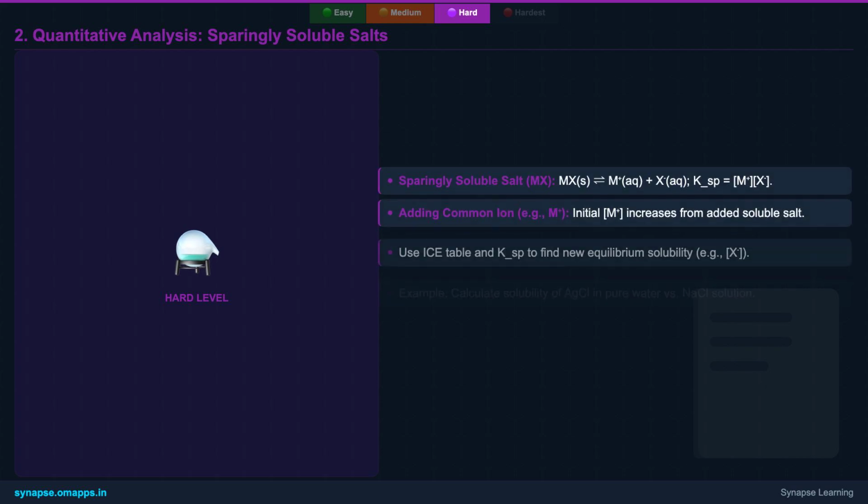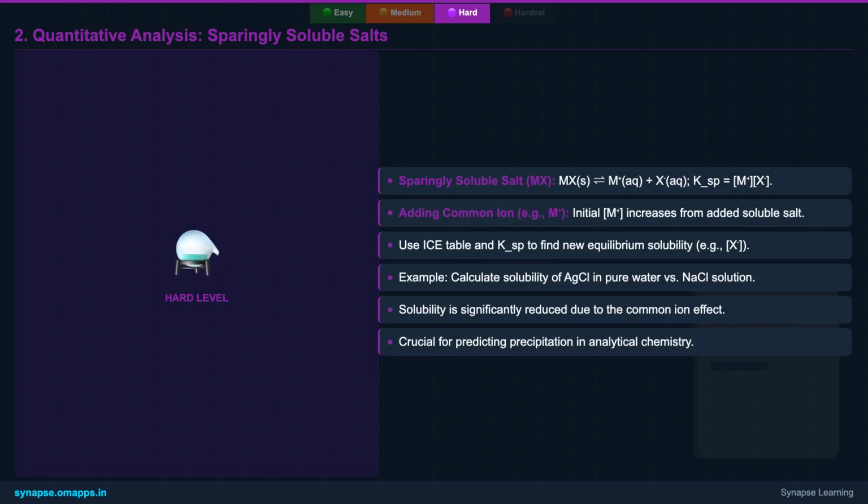Similarly, for sparingly soluble salts, the common ion effect allows us to calculate the exact reduction in solubility. Using the solubility product constant, Ksp, and the concentration of the added common ion, we can determine the new equilibrium concentration of the less abundant ion, which directly corresponds to the salt's solubility. These calculations are critical for predicting precipitation or dissolution in complex solutions, a key skill for competitive exams.